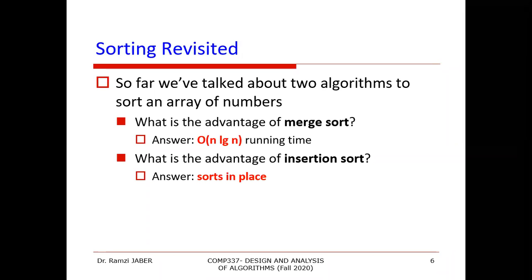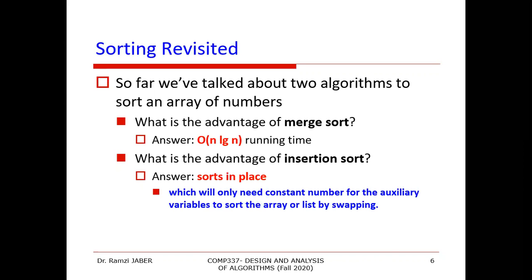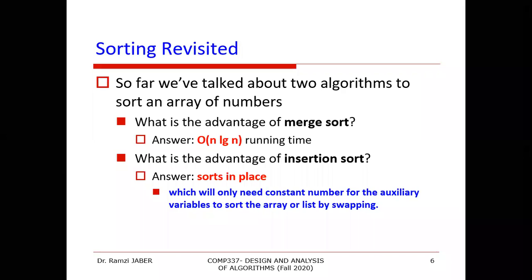So we have something called sort in place algorithms, like insertion sort, like quick sort, like heap sort, like today. Okay, we have different sorting using sorts in place. Shiani, what is the meaning of sorts in place? It only needs a constant number of auxiliary variables to sort the array or list by swapping.